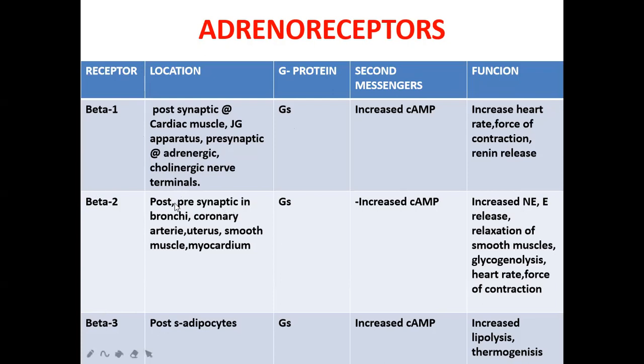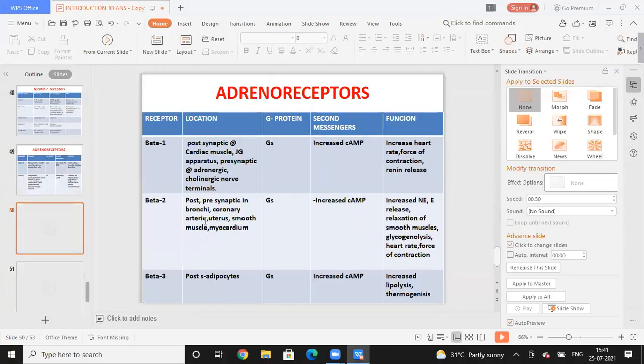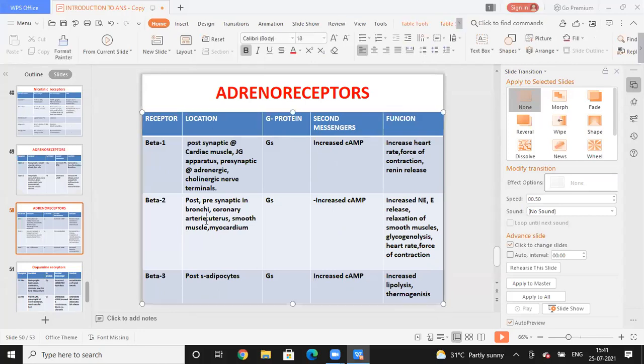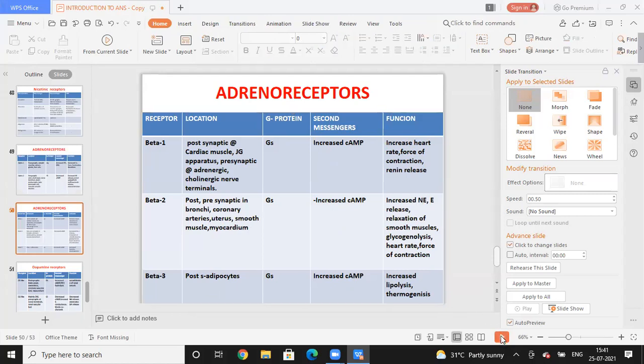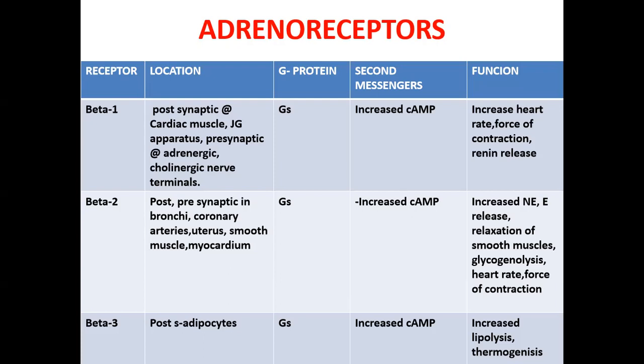Then beta 2 receptors are located post and presynaptically in the bronchi. They are located in the coronary arteries, and not only that, they are located in the uterus as well as the smooth muscles, and they are also located in the myocardium. These are beta 2 receptors. They are G stimulatory. They increase cyclic AMP, and they cause an increase in the norepinephrine release, resulting in relaxation of the smooth muscles. They cause enhanced glycogenolysis. They increase the heart rate and the force of contraction.